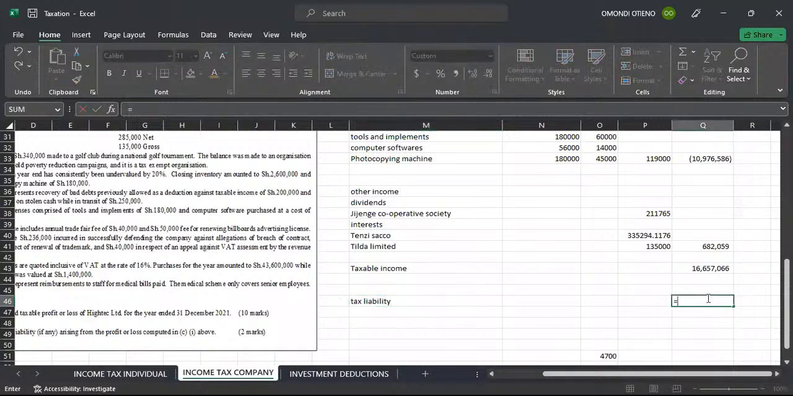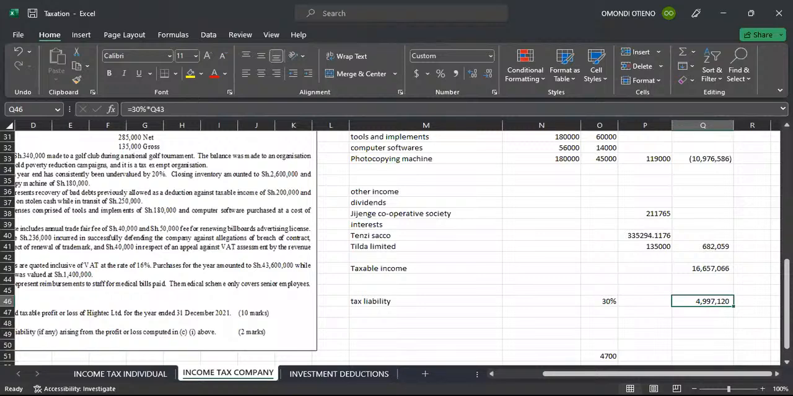will be 30%. Remember, it is always at 30. The corporate tax is 30%. So it will be 30% multiplied by the taxable income for you to get what they're supposed to pay as tax.